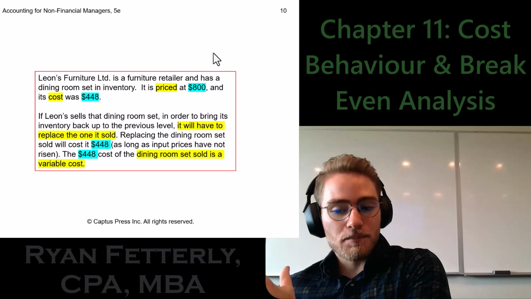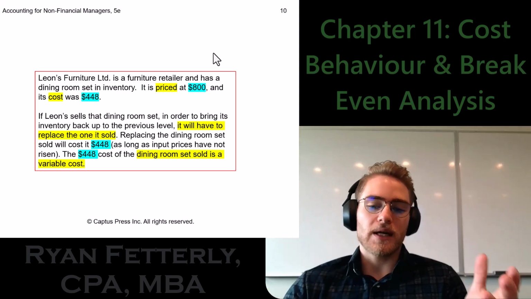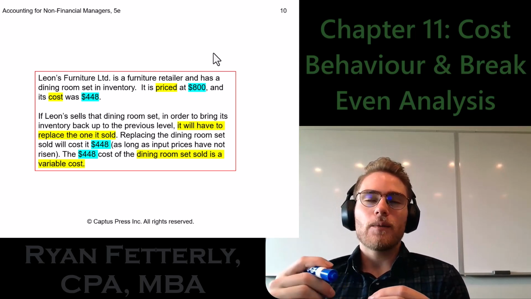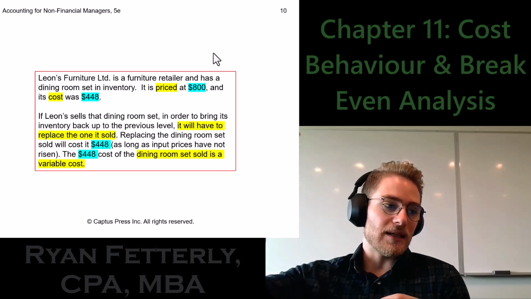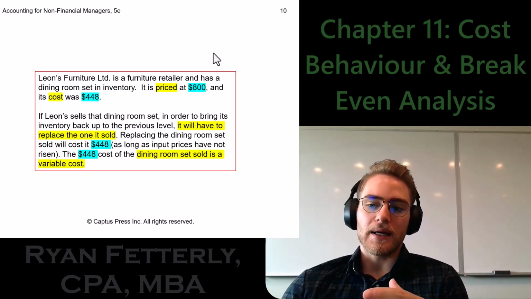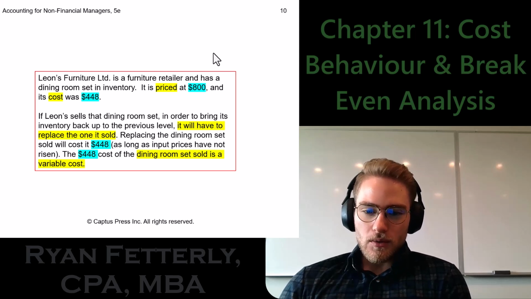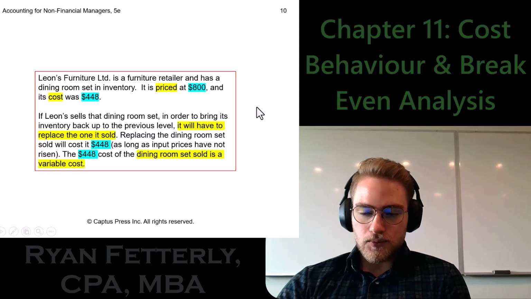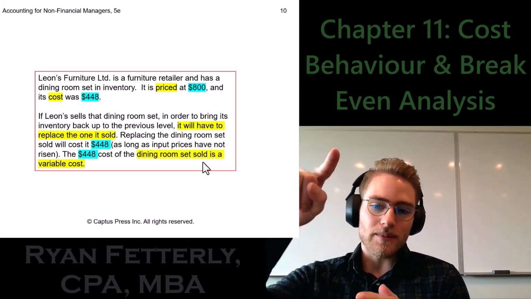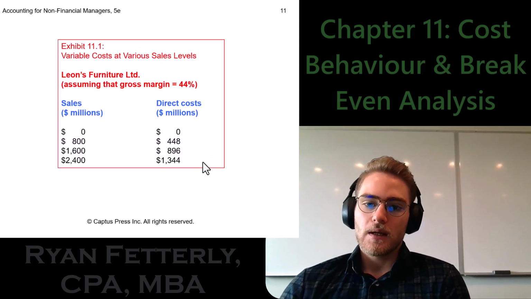what we have to do in that circumstance is purchase another dining room set and put that onto our showroom, and that's going to cost us another $448, right? So every time we want to make an additional $800 in sales, specifically on dining room sets, it's going to cost us $448 to buy that dining room set. So the $448 is truly a variable cost, because every time our sales go up by $800, our cost goes up by $448.